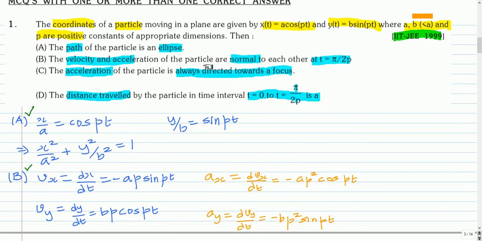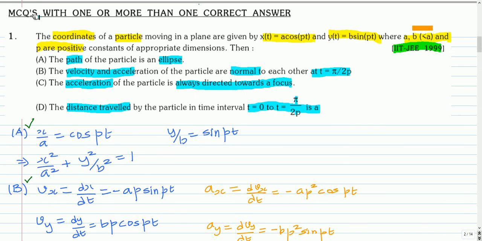This is the next question, a multiple choice question with more than one correct answer. The coordinates of a particle moving in a plane are given by x of t equal to a cos pt and y equal to b sin pt, where a, b and p are positive constants of appropriate dimensions and b is less than a. So the x and y coordinates of the particle are given by this relation.